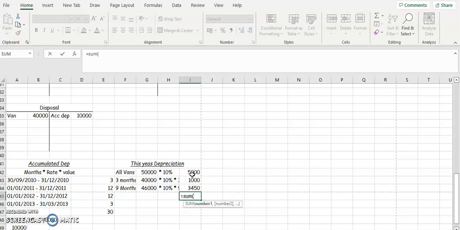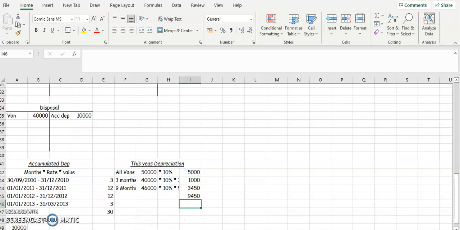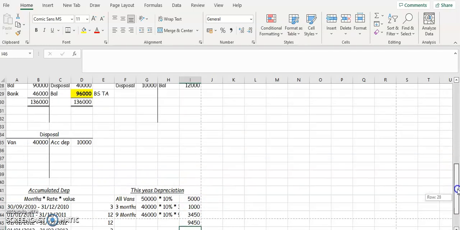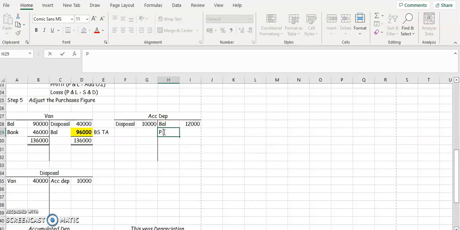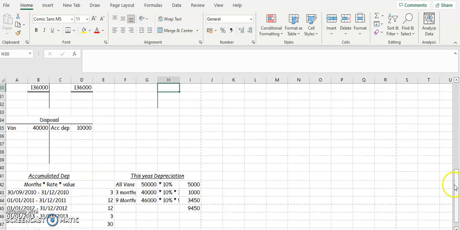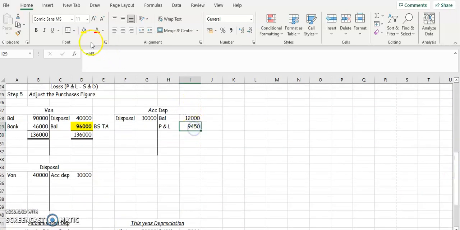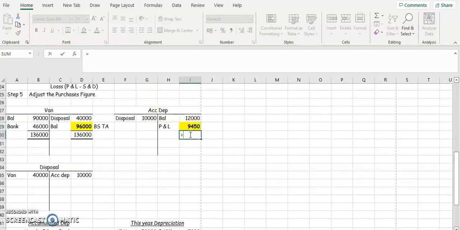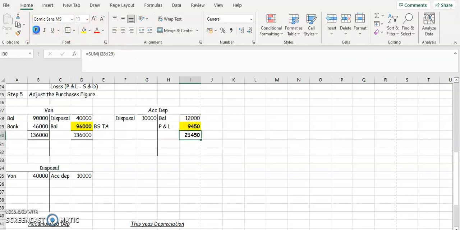So our depreciation for this year that goes into your profit and loss account is 9,450. So that 9,450 will go up here on the credit side, because we're going to increase our accumulated depreciation. That figure will go into your profit and loss account as part of selling and distribution. Now we're going to balance off our accumulated depreciation account to find the balance that goes into your balance sheet as part of your tangible assets.